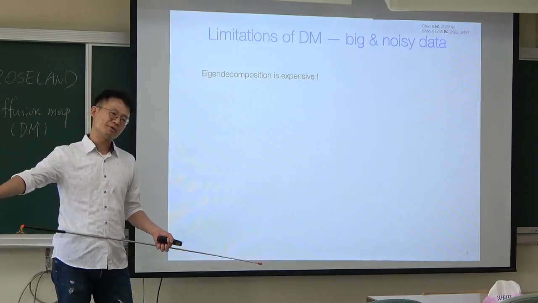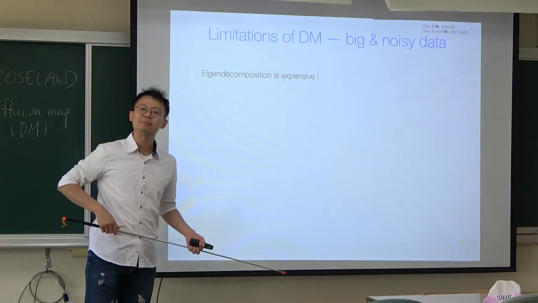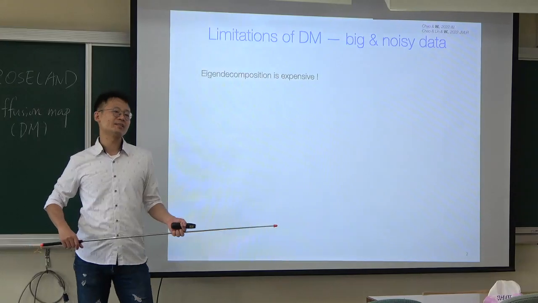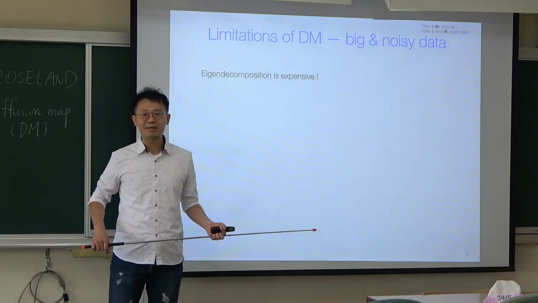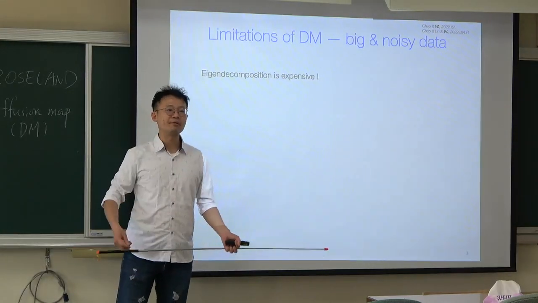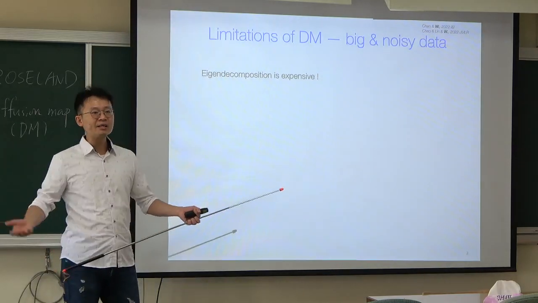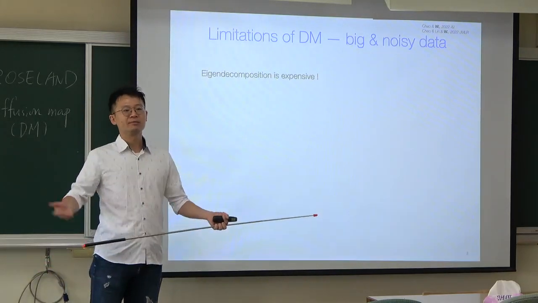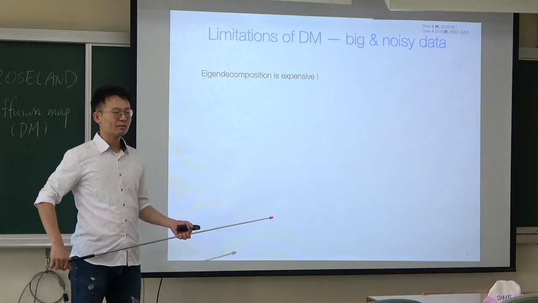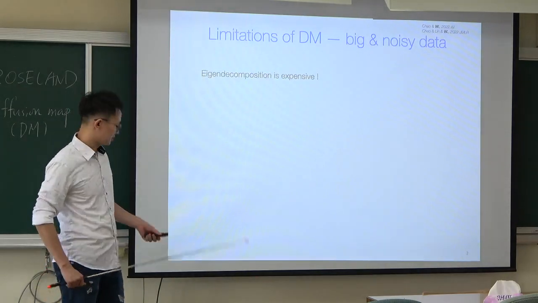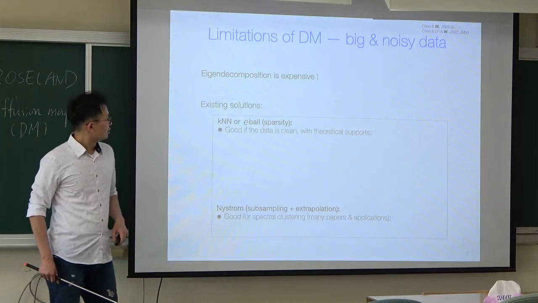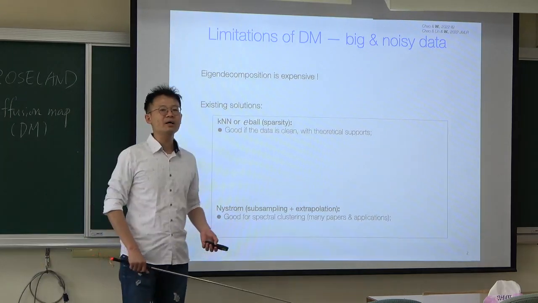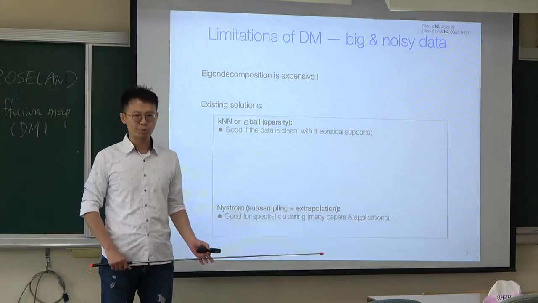In your MATLAB, on your small computer, you can try eigendecomposition when the matrix size is just 10,000 by 10,000, and you will start to feel terrible. But what about if you have a million by million matrix? If you have a data set with a million points, that is kind of impossible.